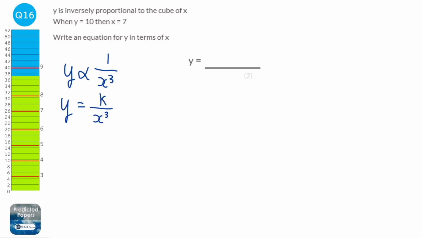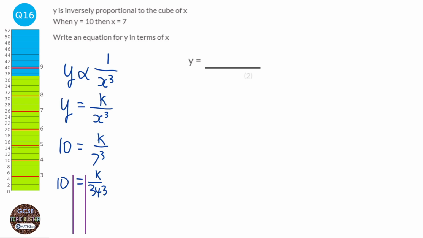Okay, now we need an instance where we know what y is when x is something, and here we do have that. So we've got y is 10 and x is 7. So we're going to feed those numbers into this equation that we've made. So it's going to be 10 equals k over 7 cubed, or 10 equals k over 343. Okay. And then we're going to multiply both sides by the 343.